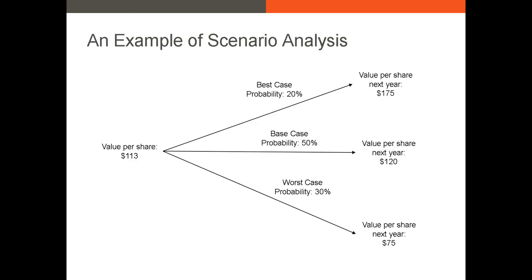So to graphically illustrate this, let's say the firm that we're valuing currently has a value of $113 per share. Well, if we identify three cases, let's say there's a best case, a base case, and a worst case scenario, and we assign probabilities to each of these, with the base case having the best probability or the most likely probability of occurring, and in that case, with those inputs, we find an intrinsic value of $120 next year. Well, our best case might lead to an intrinsic value of $175, and our worst case scenario might lead us to expect an intrinsic value of $75 next year.